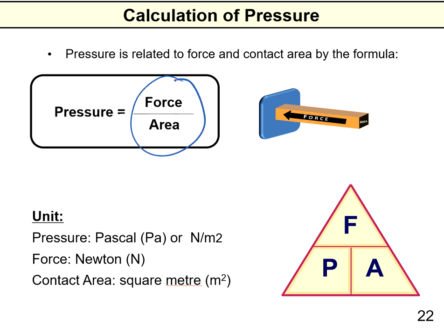Let's recall, this is the formula to calculate pressure: force over area. And again, to recall, the unit for pressure is Pascal or Newton per square meter. The unit for force is newtons, and the contact area is in square meters. So with this formula, let's carry on to try out some calculation questions.